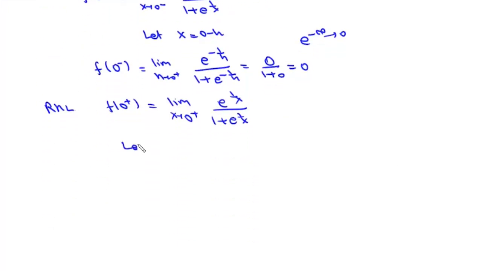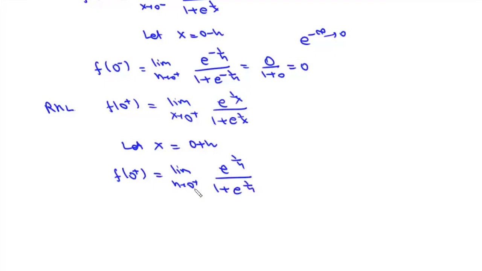Now here we'll let x as 0 plus h. So we'll write f(0+) as this limit, h tends to 0 positive, e to the power 1 by h upon 1 plus e to the power 1 by h. Now when h tends to 0 positive, e to the power 1 by h is e to the power infinite, and e to the power infinite is infinite. So this is infinity upon infinity form.